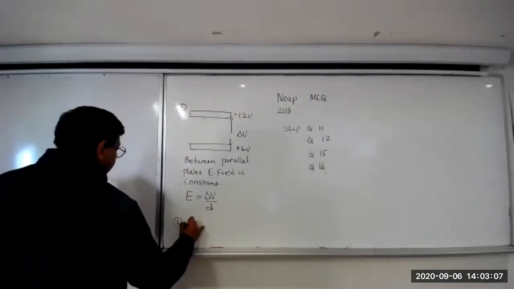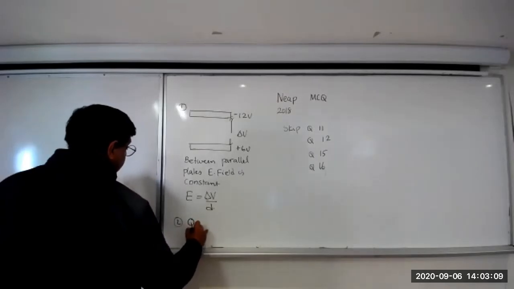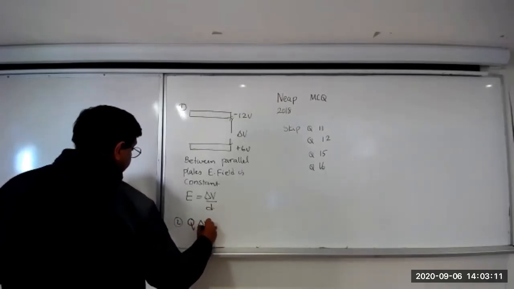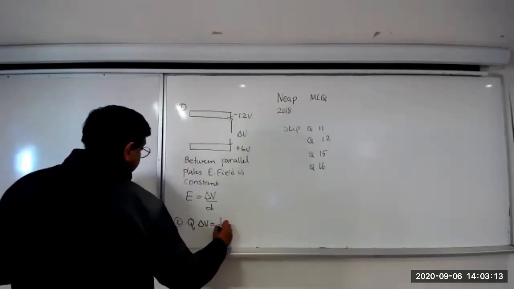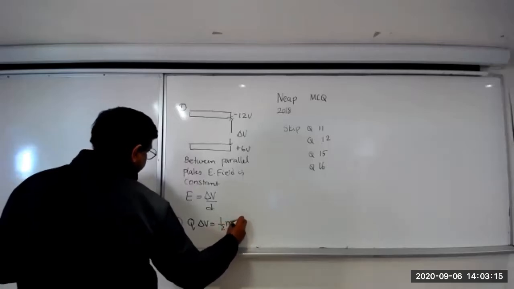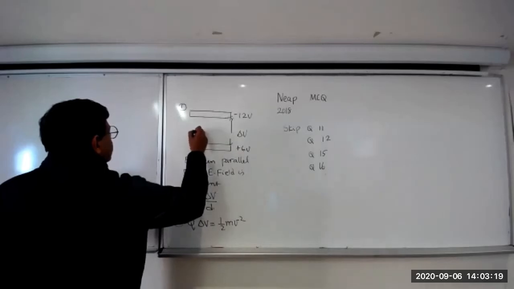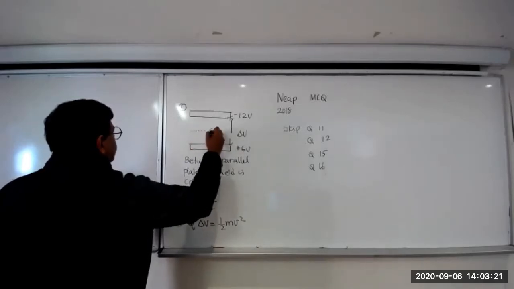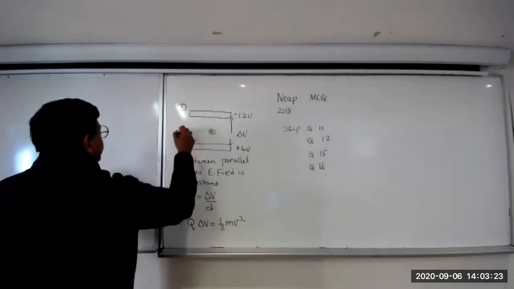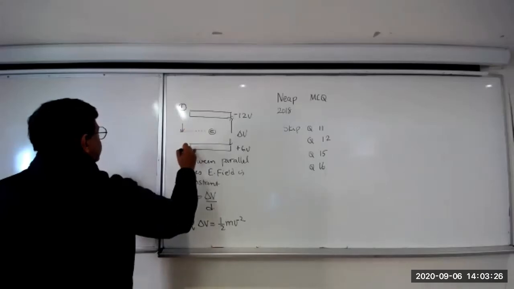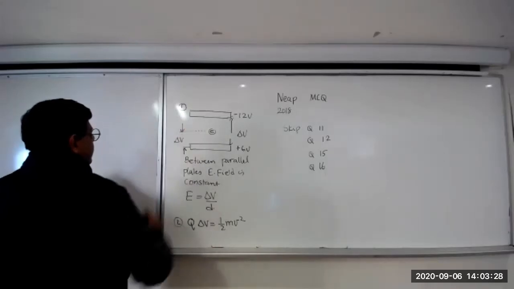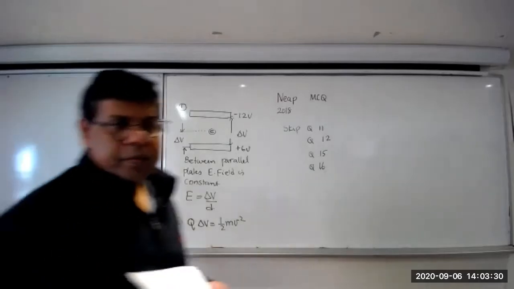Question 2, you need to use Q times V or Q times delta V, half mv squared. That's one way of doing it. There's another way. But again, it is the difference. If they're releasing the electron from the center, you need to get that difference, delta V. That's question 2.